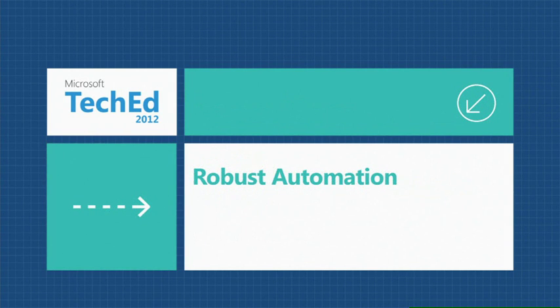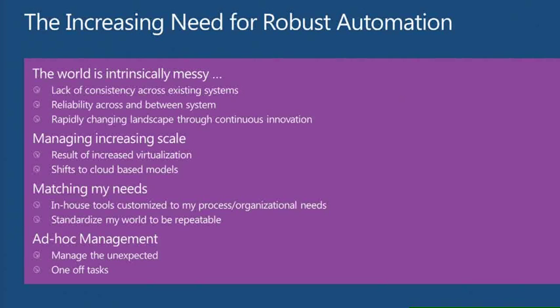So let's move on to robust automation. So when we started the Windows Server 2012 release, we'd been on a bit of a journey with PowerShell and moving into the world of automation. And we decided to take a step back and take a look at where we saw the world evolving. And one of the things that really stood out was that we see the world being intrinsically messy. It's just complicated. Right? There's a lack of consistency across the systems you have out there. The reliability between those systems isn't always what you would expect it to be. And then we see innovation moving forward, and that changing the rate of adoption and how you need to deploy new machines, which means you're perpetually going to be in this world that is messy.